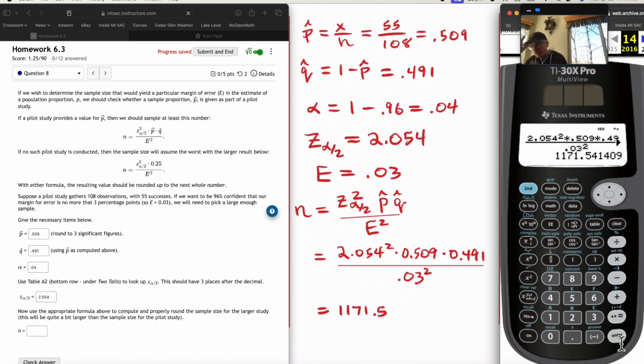And the instructions are at least this many, which means no less than. So you can't make it smaller, you have to make it bigger. So go up to the next whole number. 1172 is what we should have here.